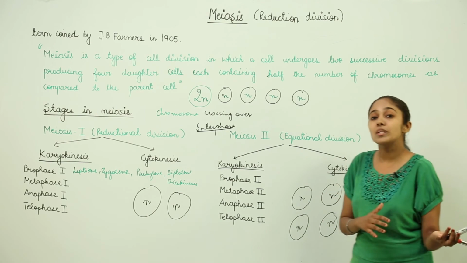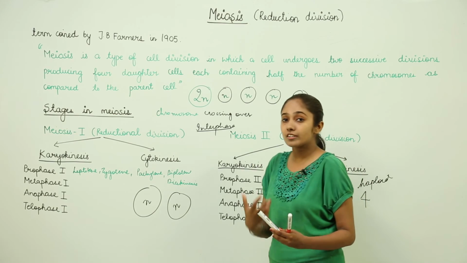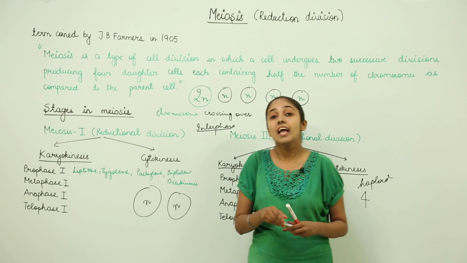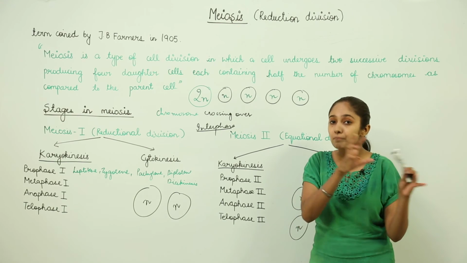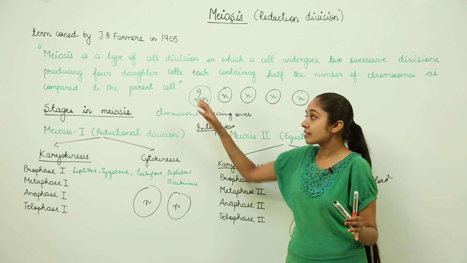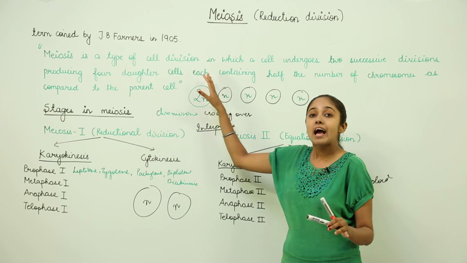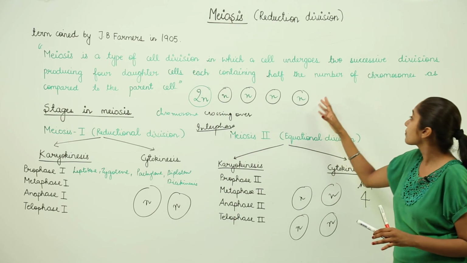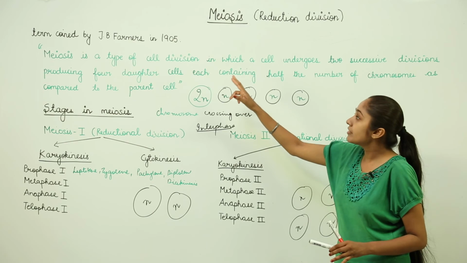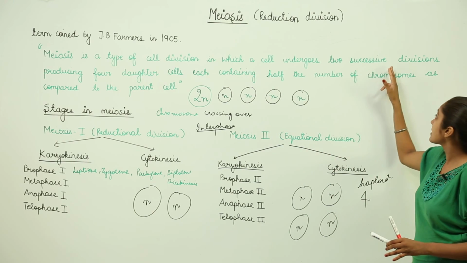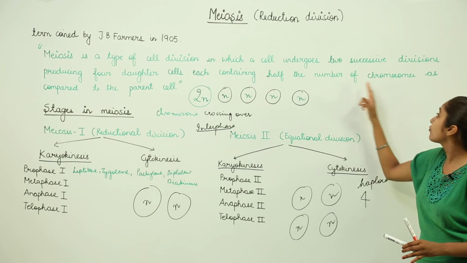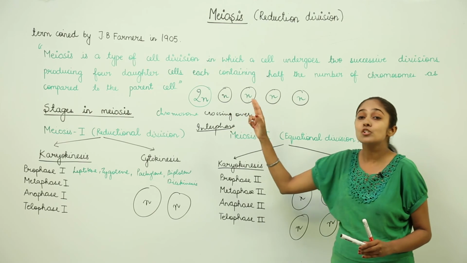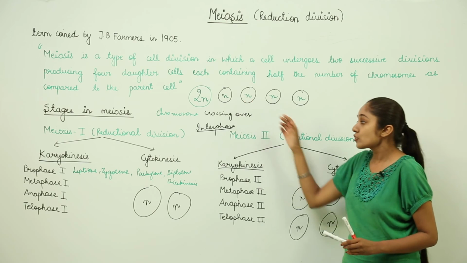But in mitosis, we had what? We had daughter cells that were 2 in number, and they contained the same number of chromosomes that was there in the parent cell. But in this case, as compared to the parent cell, the daughter cells have half the number of chromosomes, right. So meiosis is a type of cell division in which a cell undergoes 2 successive divisions, producing 4 daughter cells, each containing half the number of chromosomes as compared to the parent cell, right.